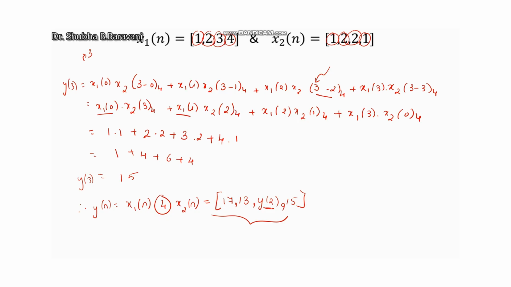The next video will be sharing with the circular convolution using matrix method, followed by circular convolution using concentric circle method, and the important one is Stockham's method. So stay tuned for the videos.